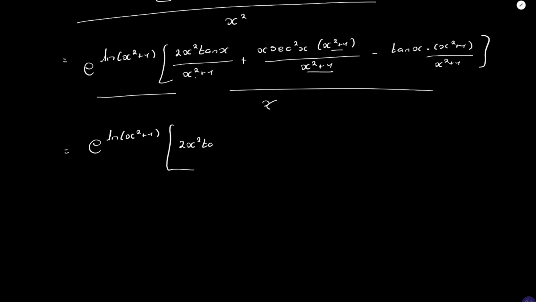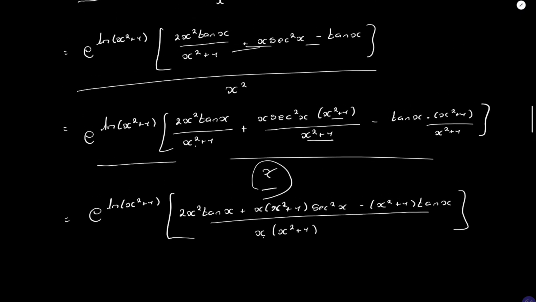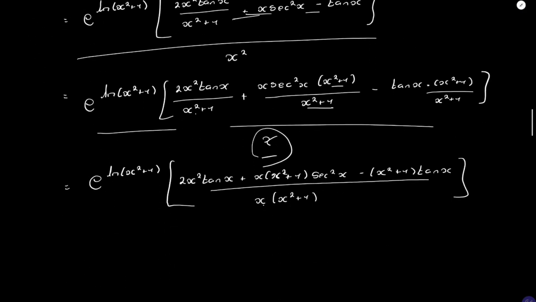2x squared tan x plus x squared plus 1 sec squared x minus x squared plus 1 tan x, all divided by x times x squared plus 1. This x comes from this term here, so that's why it's the way it is. So moving on, let's still simplify. Notice that this can still be simplified. We're still having two terms here which can be simplified.